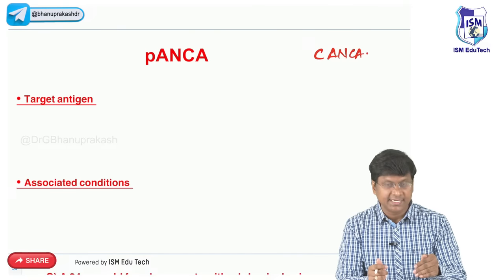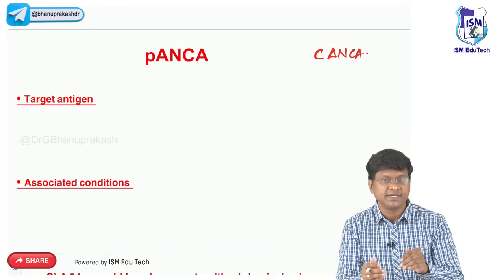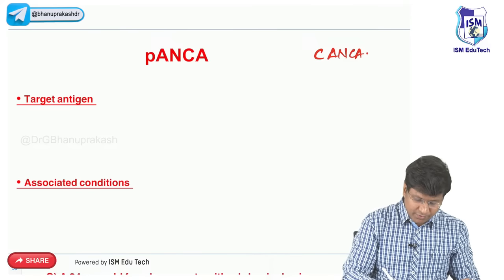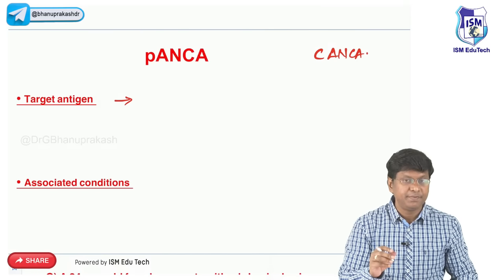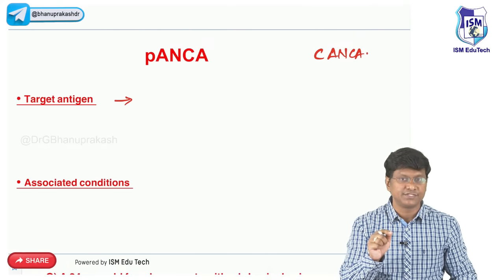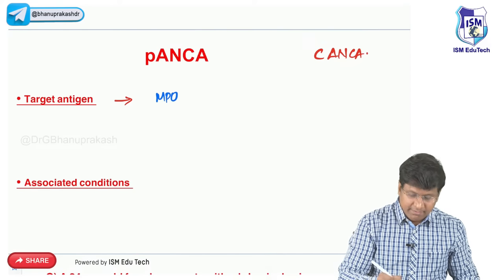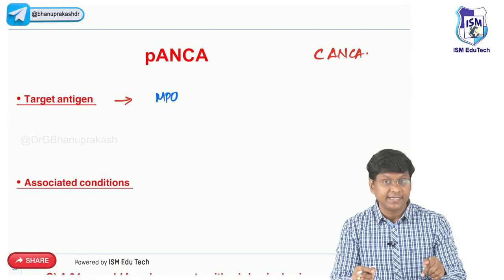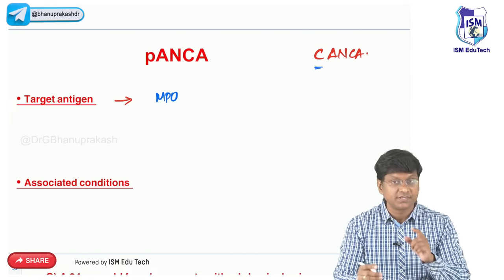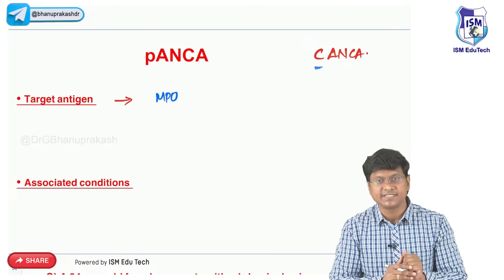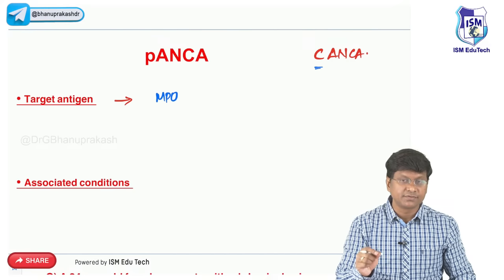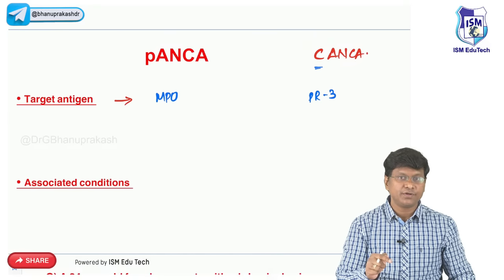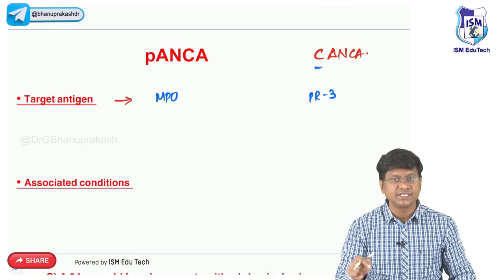Now, where exactly is the target antigen of the P-ANCA? P-ANCA and C-ANCA are antibodies, and antibodies have to be formed against a target antigen. For P-ANCA, the letter P stands for perinuclear region, and the target antigen there is myeloperoxidase. Whereas for C-ANCA, the letter C stands for cytoplasm, and the target antigen is proteinase 3. So myeloperoxidase for P-ANCA, and proteinase 3 for C-ANCA.